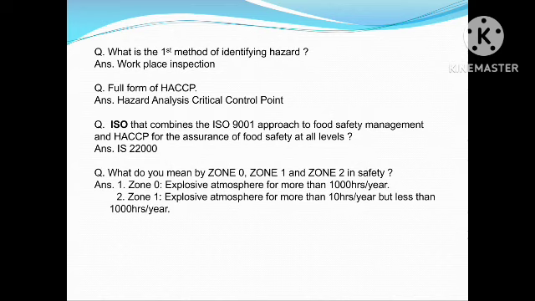Then Zone 1 is an explosive atmosphere for more than 10 hours per year but less than 1000 hours per year. Zone 0 is very critical. Zone 1 is also critical. But Zone 2 is an explosive atmosphere for less than 10 hours per year. It means whenever there is an accident, by chance, inside an industry, then the situation is like this.